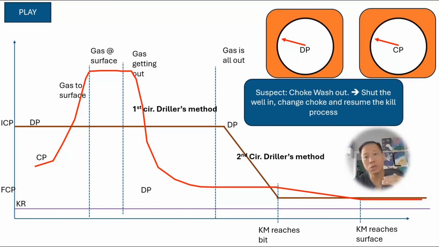You are still supposed to control the choke to hold the drill pipe pressure gauge constant at ICP. All right, so this is the tricky part now. If you have a choke washout, you will see the drill pipe pressure gauge dropping. Or if you have a drill string washout, you will see the drill pipe pressure gauge dropping. At the same time, the casing pressure gauge is also dropping because gas is getting out of the well. What can you do? Just close the choke.